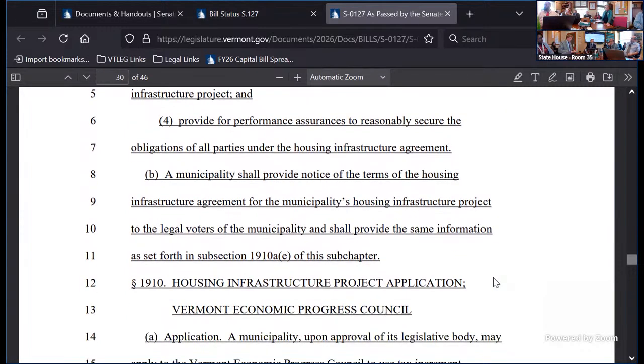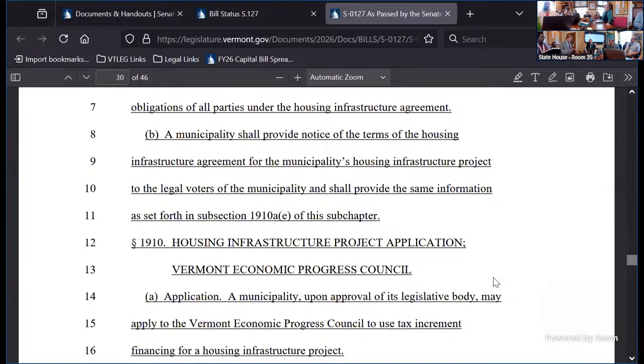And the municipality under subsection B shall provide notice of the terms of the agreement for the project to the legal voters of the municipality and provide the same information, and we'll come to that in 1910A. But again, this is trying to provide public notice provisions.